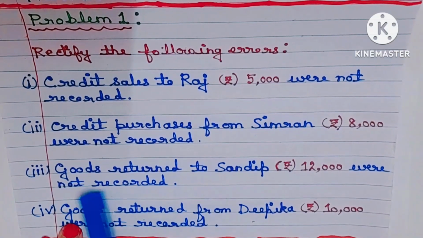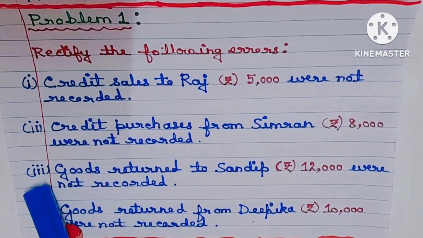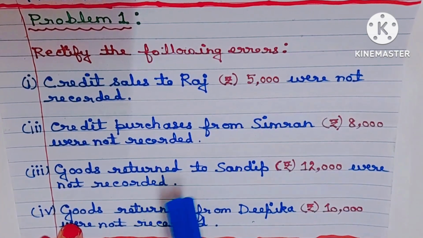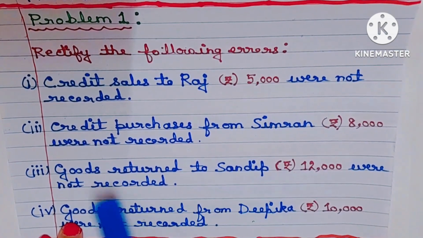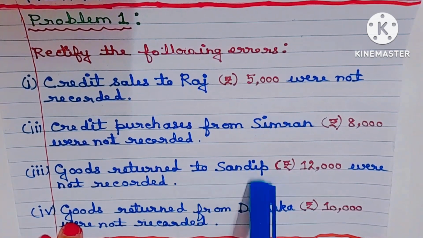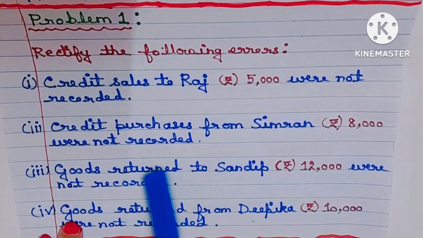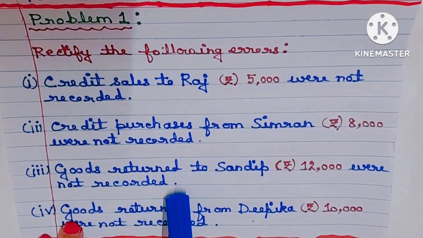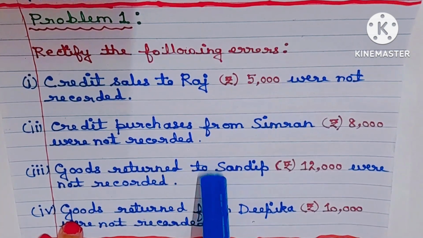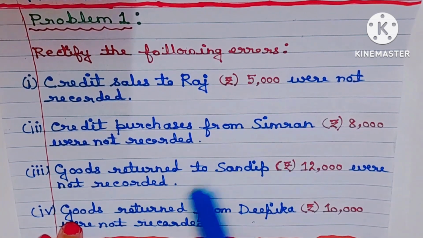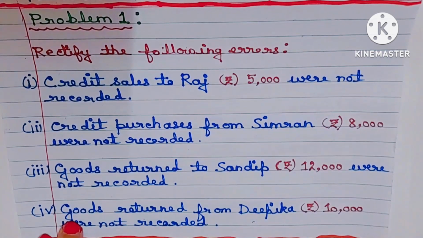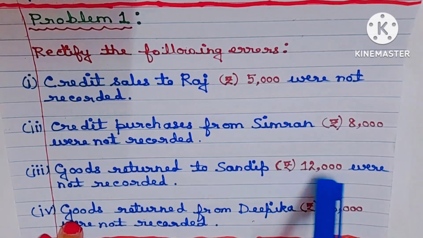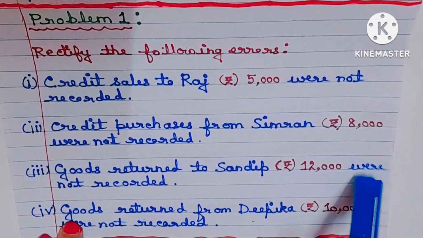The third transaction is number 3. Goods returned to Sandeep, rupees 12,000, were not recorded. What is the correct part? The correct part is goods returned to Sandeep rupees 12,000. Till here is the correct entry. Were not recorded is the wrong entry. Understood? Correct entry plus wrong entry is the combination of the transaction. So the correct entry is goods returned to Sandeep rupees 12,000, and the wrong entry is were not recorded.